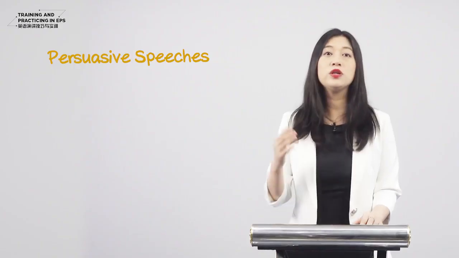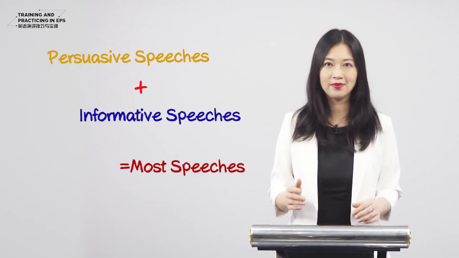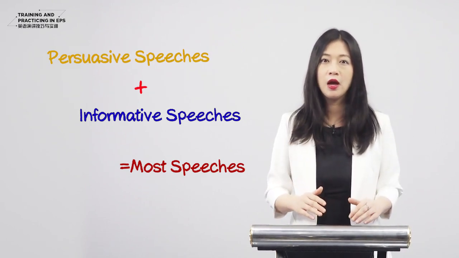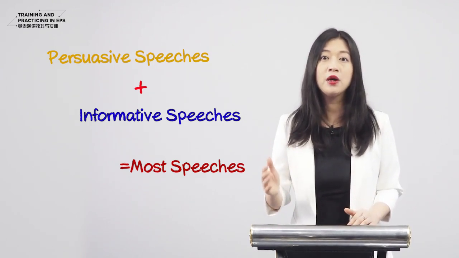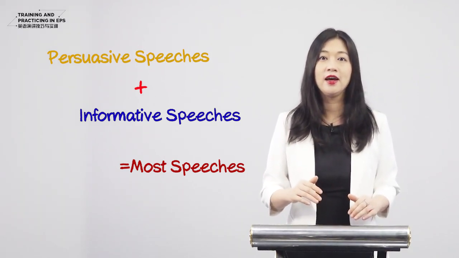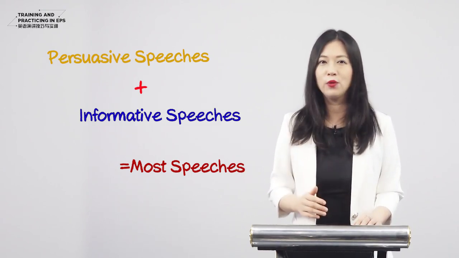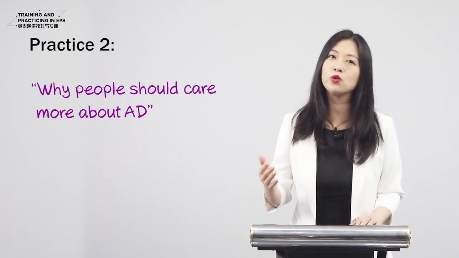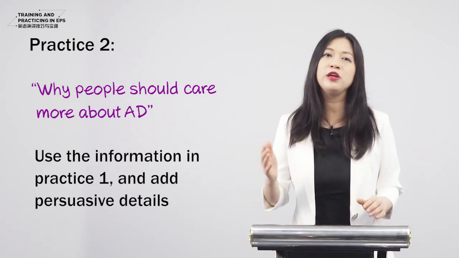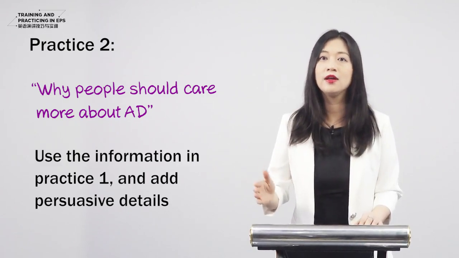Thank you. Persuasive and informative speeches are not completely separated. Most of the time, they're combined in one speech. Because persuasive speakers must communicate information clearly and concisely, and informative skills would be needed. For example, Winnie is going to talk about why people should care more about AD. She'll use the information in practice 1 and add persuasive skills, like this.